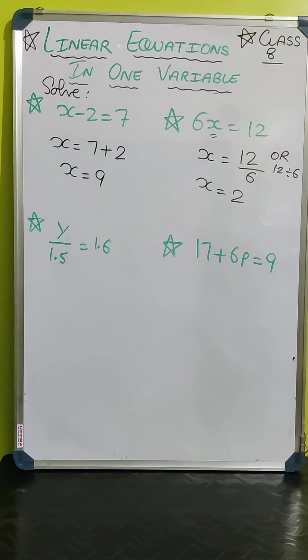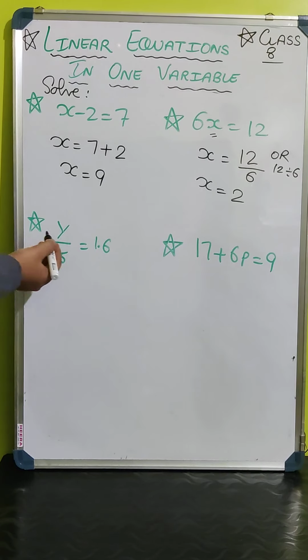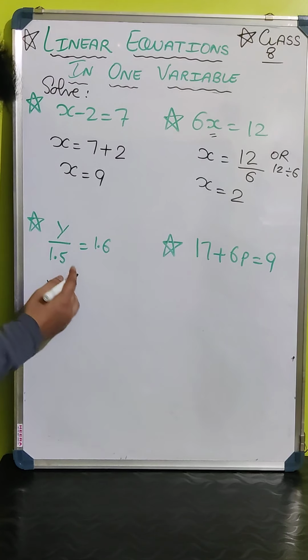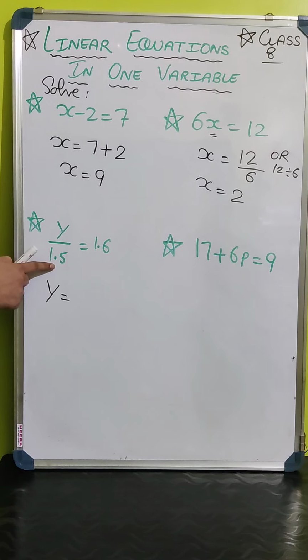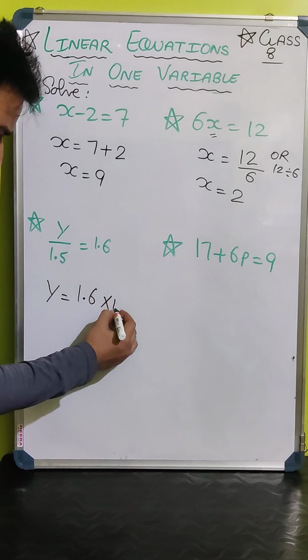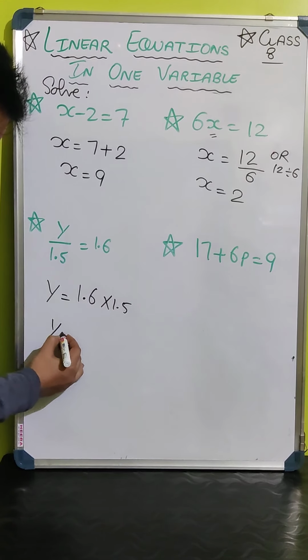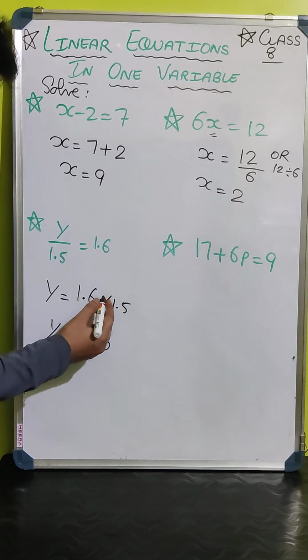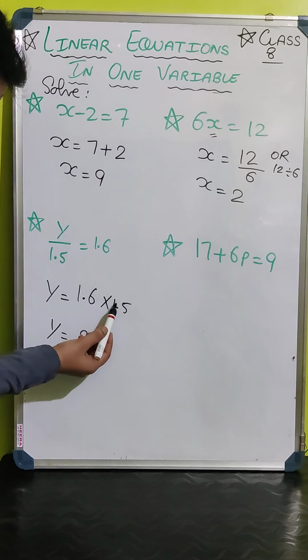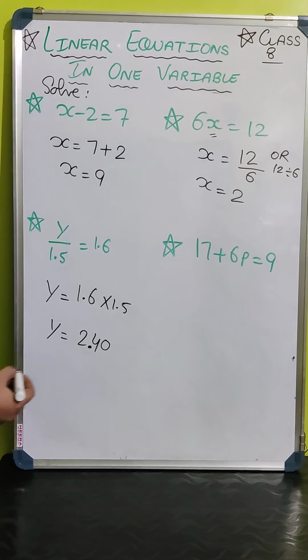Now again comes the next question. Now y is divided by 1.5 equals 1.6. Now this is the division part. When we take this number to the right hand side, here it is in the division part, so it will go to multiplication. Simple. Now multiply these numbers. 15 6 are 90, 15 1 are 15 and 9, that is 24, and add the decimal numbers 1 and 2. So the answer is 2.40.